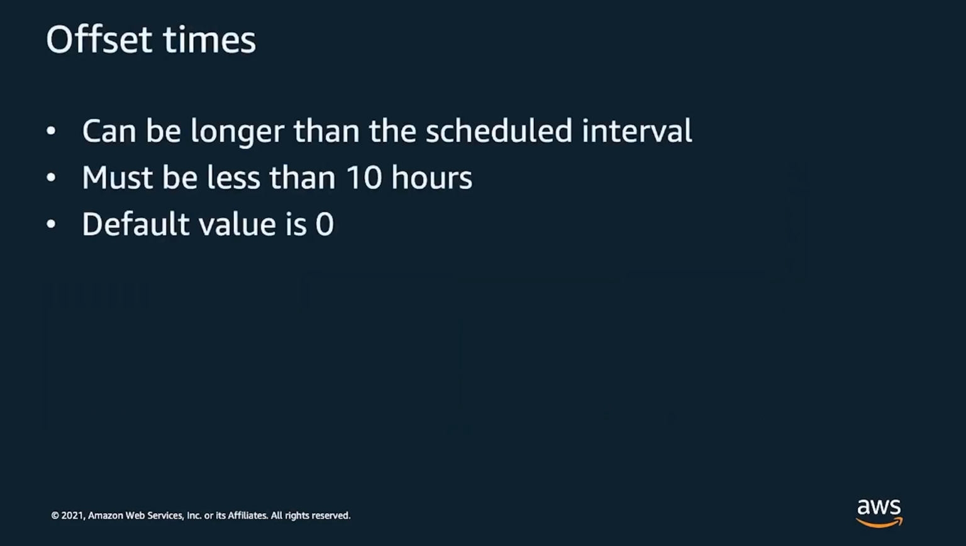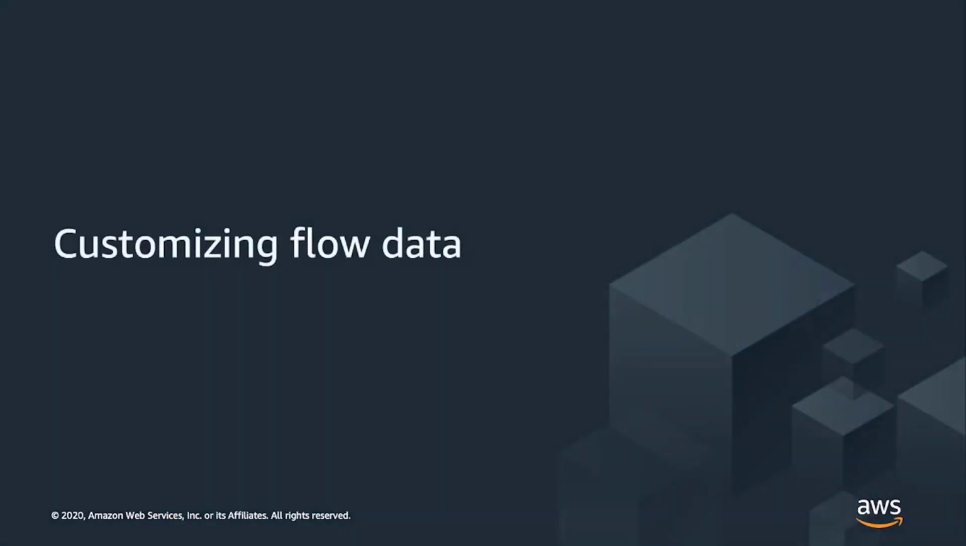When you're working with your offset times, remember your offsets can be longer than the scheduled interval. So if your interval is an hour, they can be a 3-hour offset. So you can really set that out, but it can't be more than 10 hours. So that offset must be less than 10 hours. And the default value is 0. So if you don't set an offset, it's going to go with exactly the times that you have in there for your scheduled increments. All right, so let's talk about the data itself.